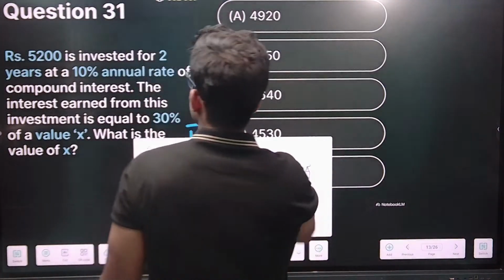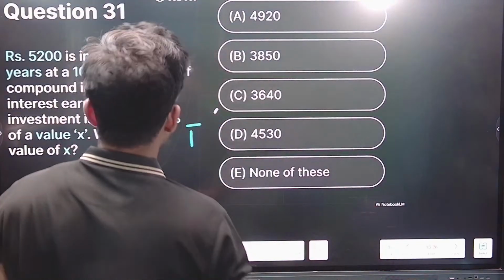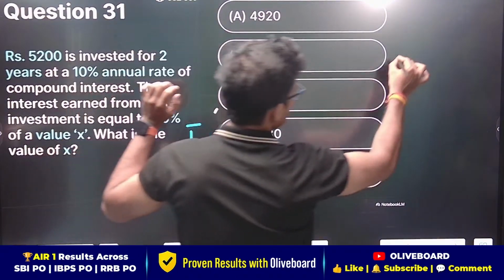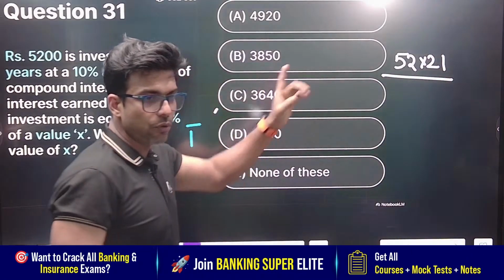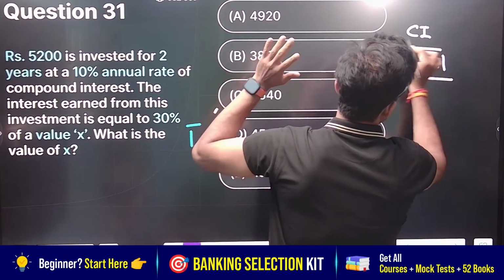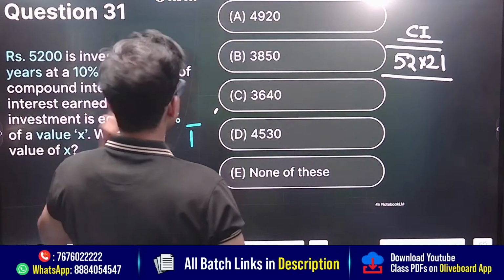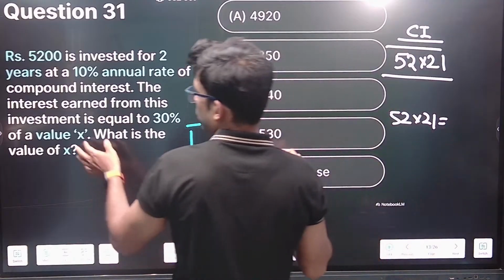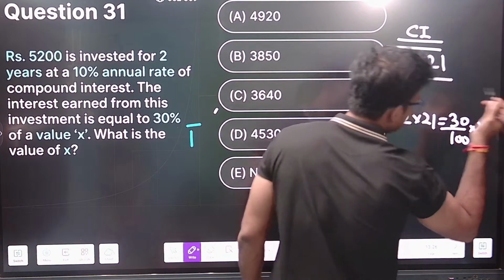Just see. First of all, 5,200 is invested for 2 years at 10%. So guys, can I do it like a pre-level aspirant? This would be only 5.2 multiplied by 21. Am I right? If you want me to explain thoroughly, I'll explain thoroughly. This is my CI. Some questions need to be solved through this method only. And the interest amount, so basically 52 multiplied by 21 is equal to 30% means 30 by 100 of X. And this X you need to figure out.